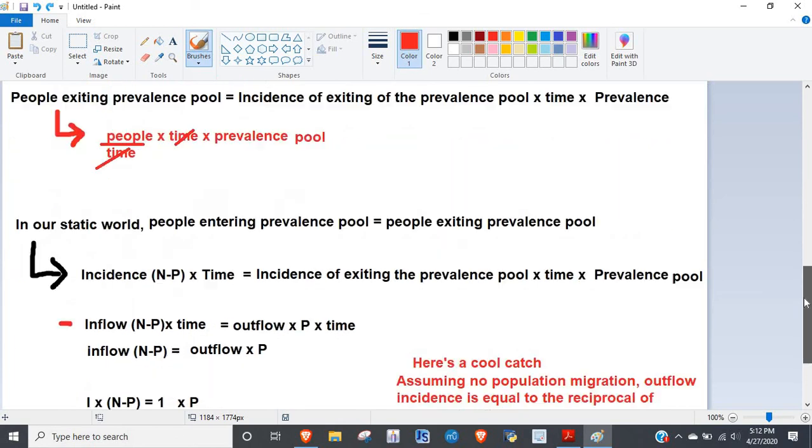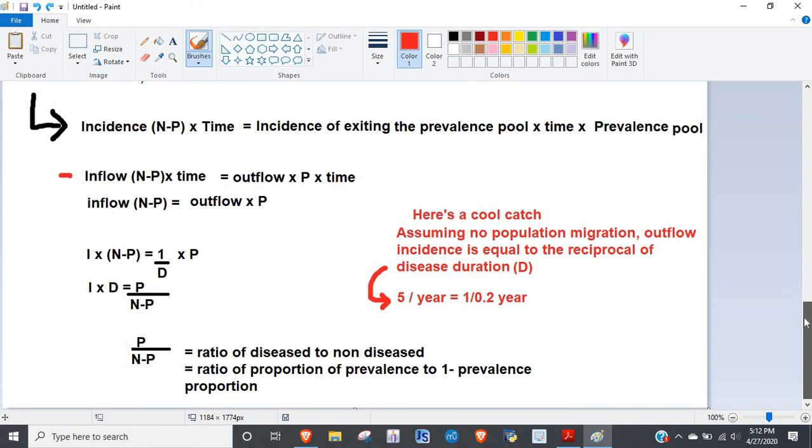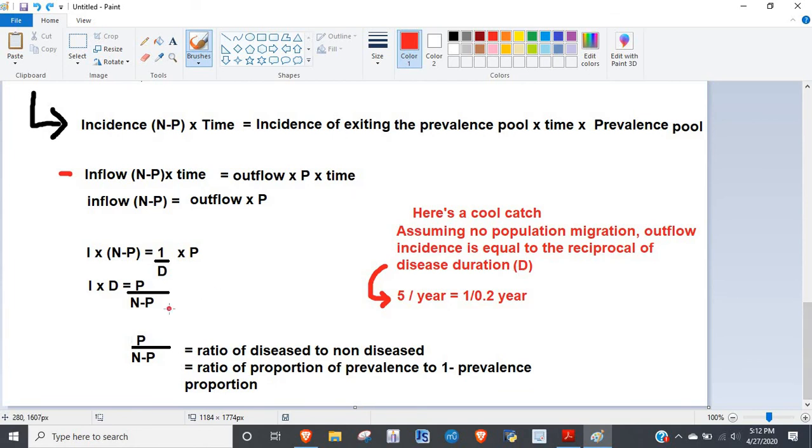But there's only a few loose ends to tie up. And if you want to stop now, that's great. No one's going to blame you for it. But remember that P over N minus P is the ratio of the diseased to the non-diseased. Because remember, here, this is the people who have something, and this is the people who are just at risk. They don't have it, but they're at risk. Because in this situation, you either have something or you're at risk for having it. So this is the ratio of the diseased to the non-diseased. Or you can think of it as the ratio of the proportion of the prevalence to 1 minus the prevalence proportion. P over 1 minus P.